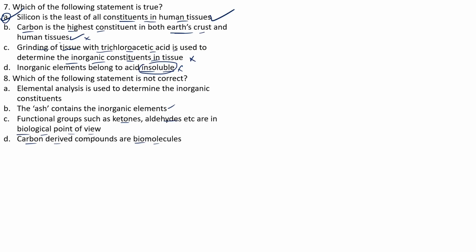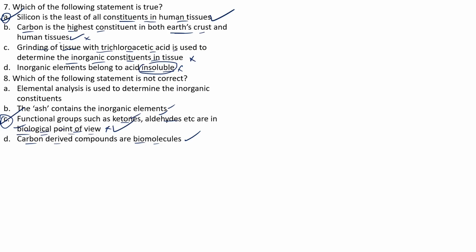The carbon derived compounds are called the biomolecules. Exactly, it is actually true. And the functional groups such as the ketones, aldehydes, etc. are the... or in biological point of view? No. The classification based on the functional groups is actually the biological point of view, but determining the functional groups is actually the chemical or chemistry point of view. So hence we can say the C option is not true. We can directly confirm that C is our answer, right? So hence C is our answer.